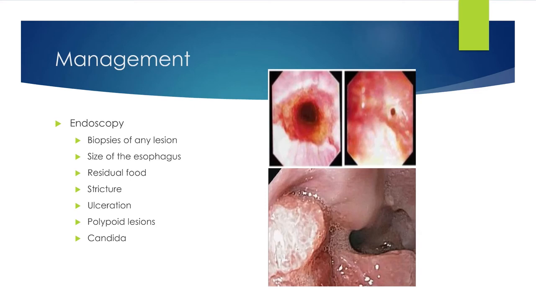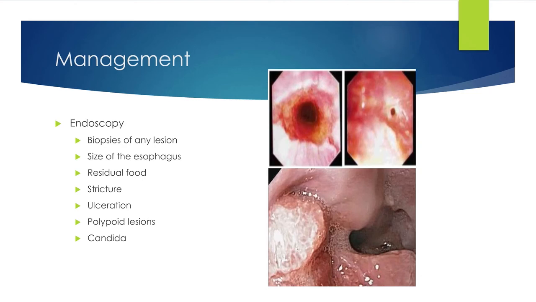Any polypoid lesions should be noticed, and as we see in this picture, there is this polypoid mass, and this is during gastroscopy for a patient with cancer of the gastroesophageal junction. They often do look like that. We take biopsies to prove the pathology.